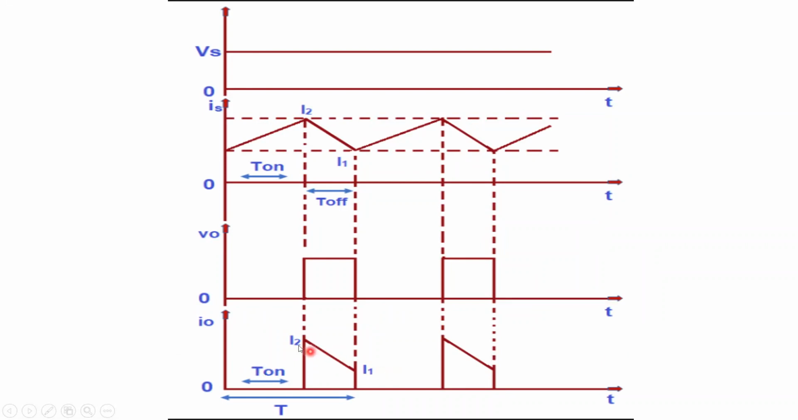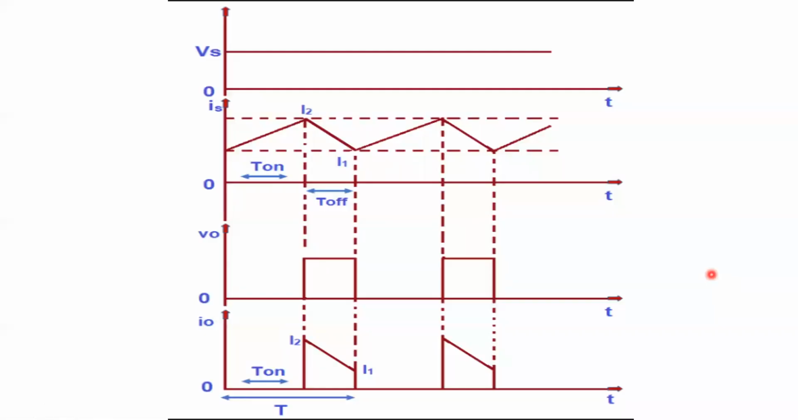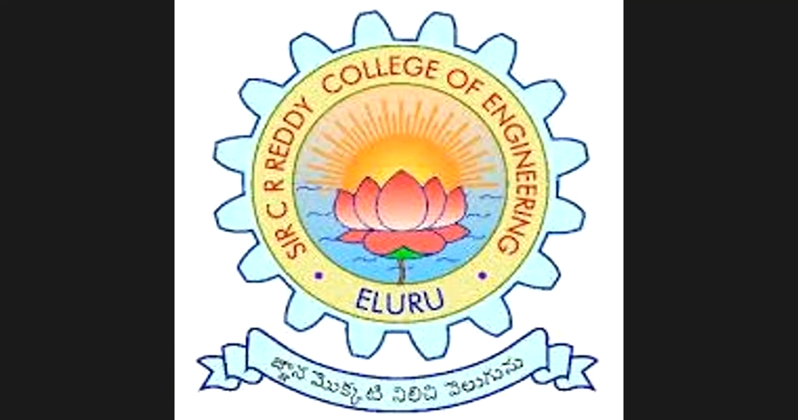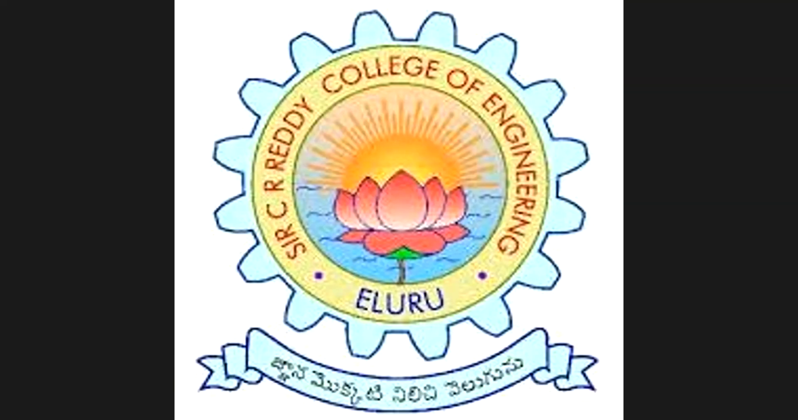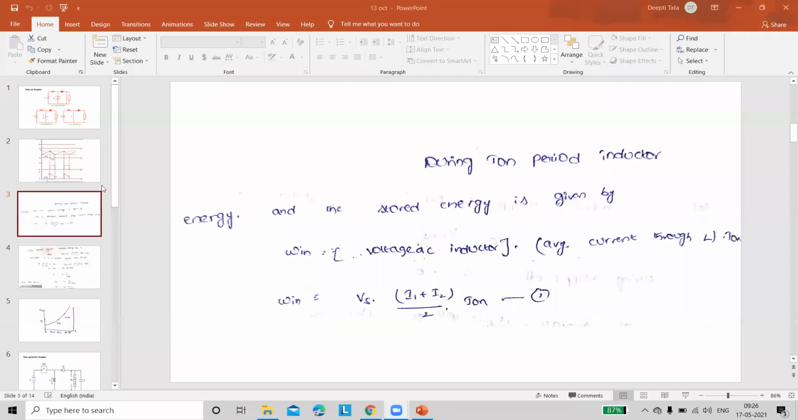Here I1 and I2 are the minimum and maximum values of the currents. Always you know that the x-axis parameter is time period t. So these are the basic things regarding the step up chopper. In this chopper also you have to say whether it is step up or step down depending on the output voltage expression only.